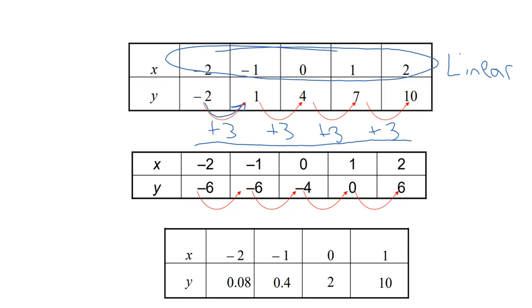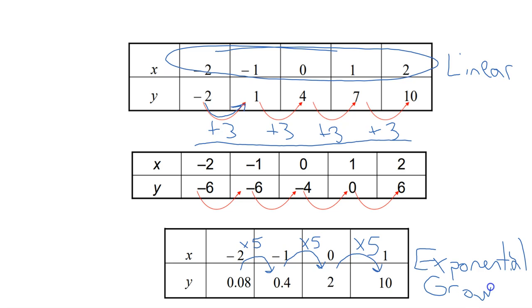If we look at the bottom one first. So the bottom one, we're going from 0.08 to 0.4. We are multiplying by 5, which is our ratio. From 0.4 to 2, we're multiplying by 5. From 2 to 10, we're multiplying by 5. So we can see that we're multiplying and it's increasing very quickly. This one's going to be exponential. And we could call it growth because it's growing. Which leaves probably the middle one then is going to be our quadratic.